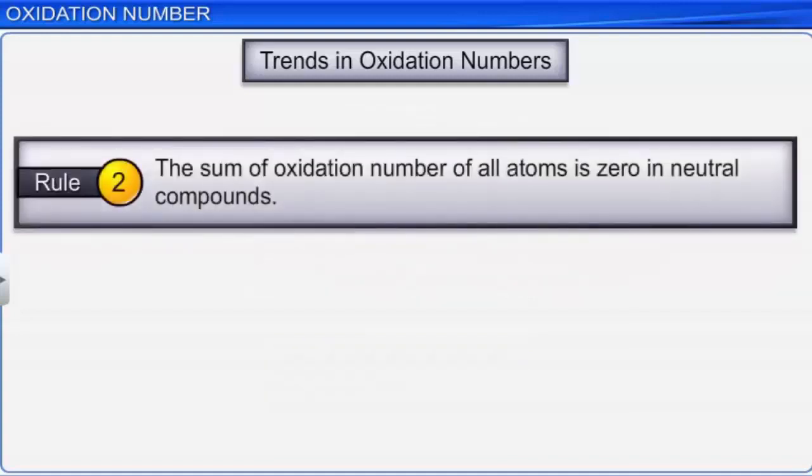The second rule is that in neutral compounds, the sum of oxidation numbers of all atoms is 0. For example, in H2O, the sum of oxidation numbers of hydrogen and oxygen atoms is 0.